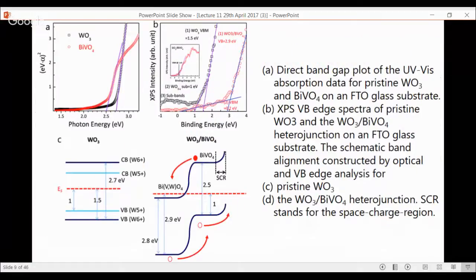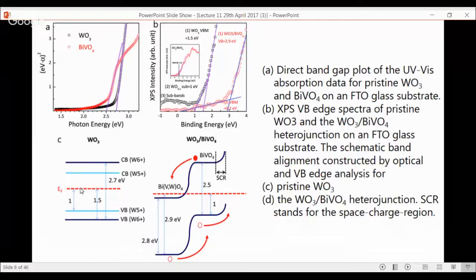So this is the pictorial representation of that. I hope you have one. Already we have discussed this. So you can see that the photon is absorbed in bismuth vanadate and transferred to the vanadium tungsten oxide. So the energetics of this scheme is shown in figure C.